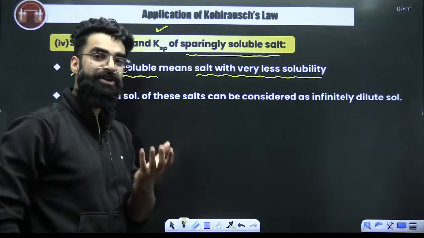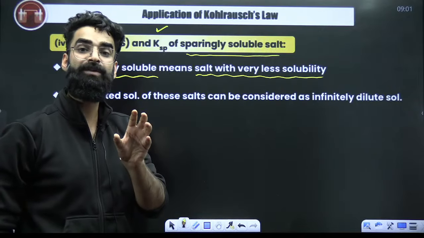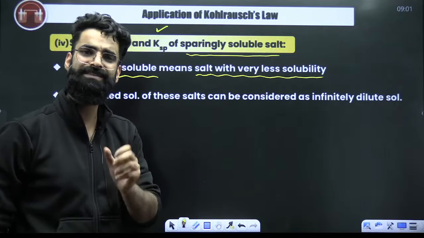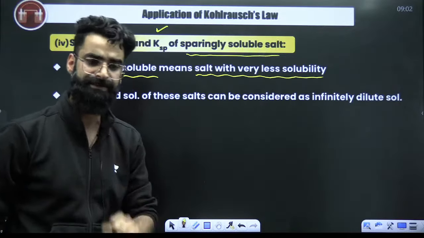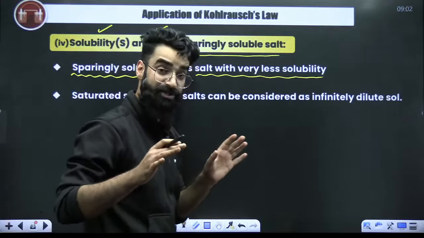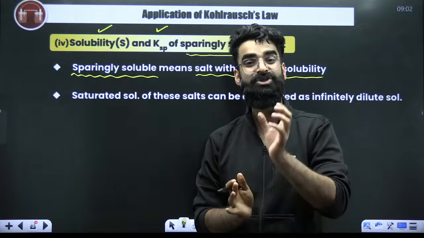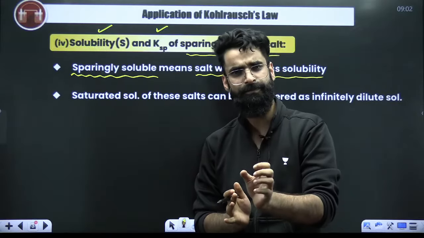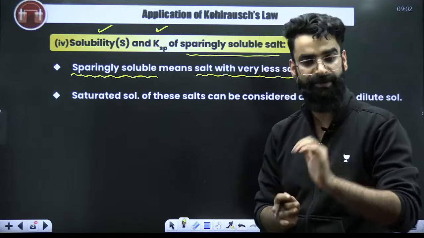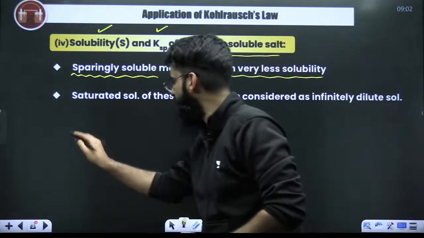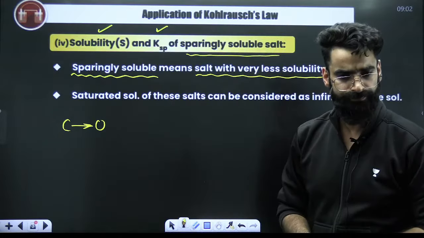So imagine that you have got a solution in which you have got a sparingly soluble salt. That sparingly soluble salt is very less soluble. What does that mean? That means the concentration of the salt in the solution will be very, very less. Concentration of salt in the solution is very less, which means the concentration of the salt is approaching towards zero.